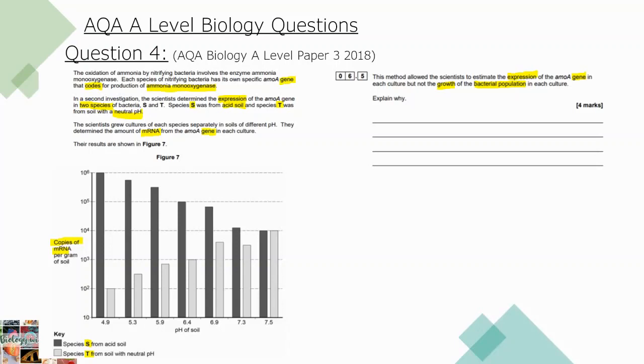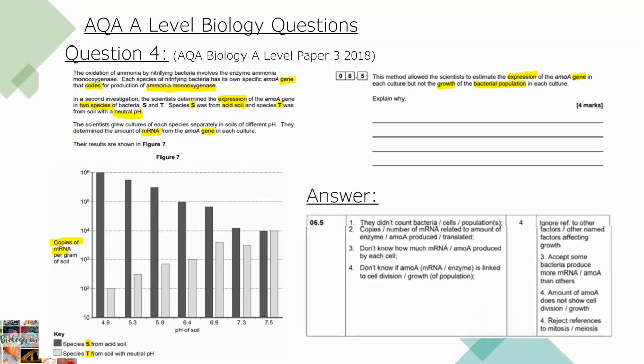And then finally, we can also say that we don't know if AMO-A mRNA is actually linked to the cell division or the growth of the population, because the production of this specific molecule may be to help the cell do something different. It may not be for growth of the cell. So we have our answer there. I understand it's a tricky question. So if you want to go back, pause the video, slow me down a bit, read it through a few times to try and get an understanding of that. And then hopefully this will be helpful for you in the exams.